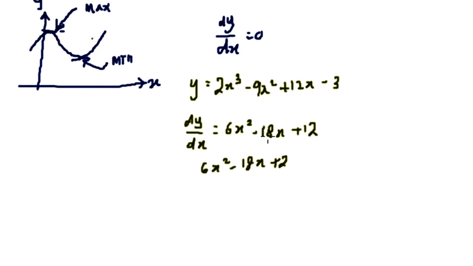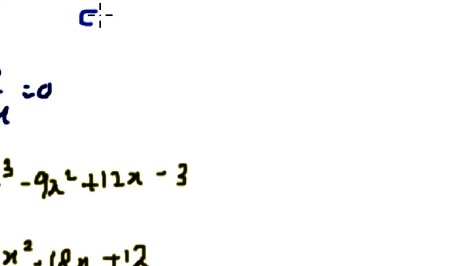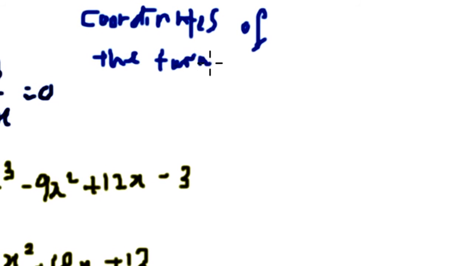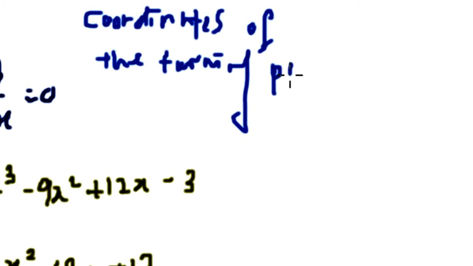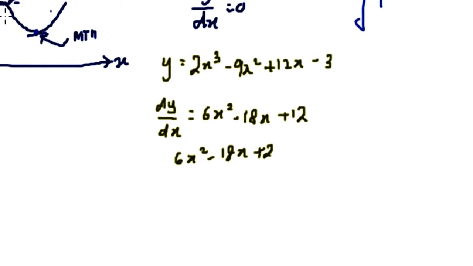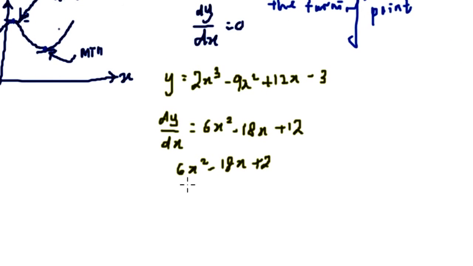Remember that the question asks us to find the coordinates of the turning points. I'm going to write down coordinates of the turning points, which means you have to find the coordinates where the curve turns. So write down 6x to the power of 2 minus 18x plus 12 equal to 0 so that you can find the value of x.